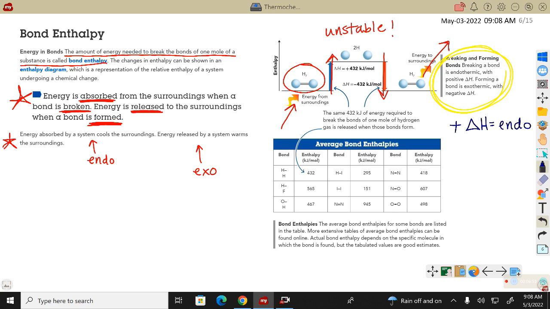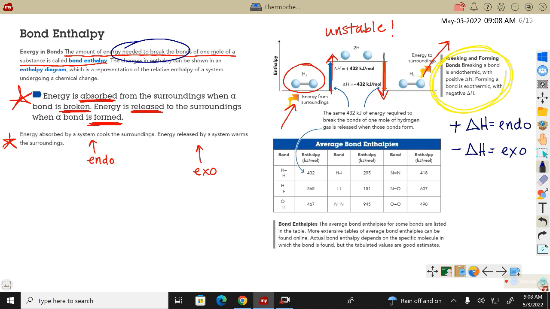Now, bond energies are defined as the energy that needs to be added to break the bond. It's energy needed to break the bond. But it's also the same amount of energy released when the bond forms. It's the same quantity of heat. The difference is just the direction of the energy flow. We have to add the heat to break the bond, but then we'll release the heat when the bond is formed. So same quantity. I add 432 kilojoules to break the bond. I'll release 432 kilojoules when the bond forms.